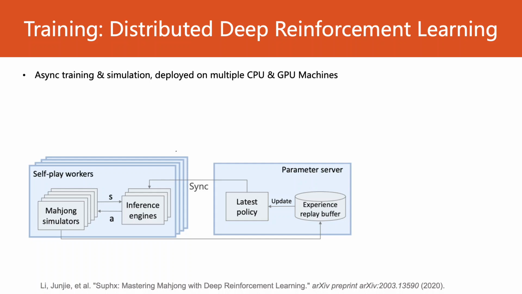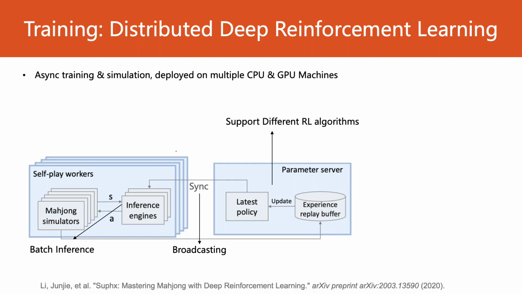But we made many adaptations and optimizations to make our system run faster. We use batch inference to greatly increase the inference speed. In the sync process, we use broadcasting to make the sync quicker. We also support many different reinforcement learning algorithms, which is convenient for us to train many different Mahjong rules and other kinds of games.